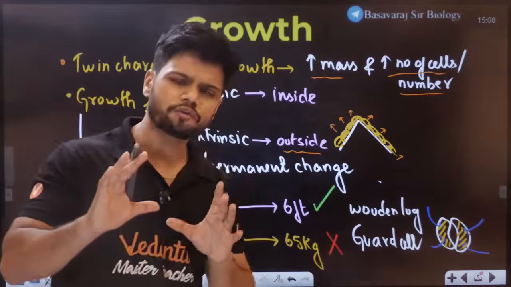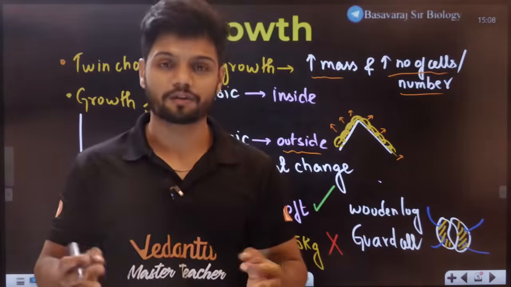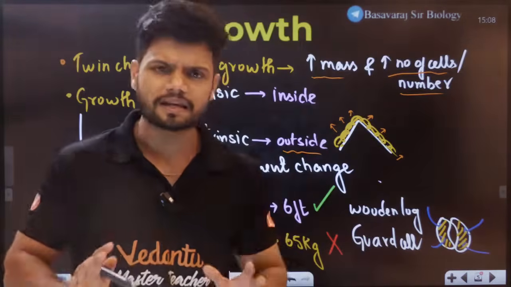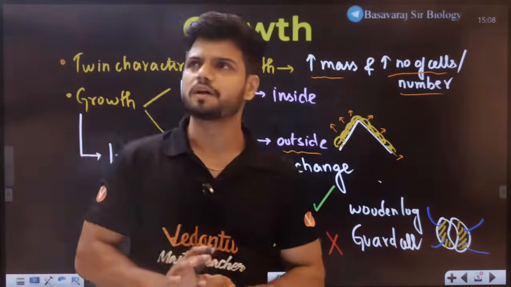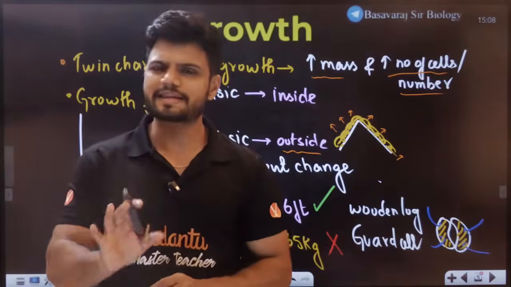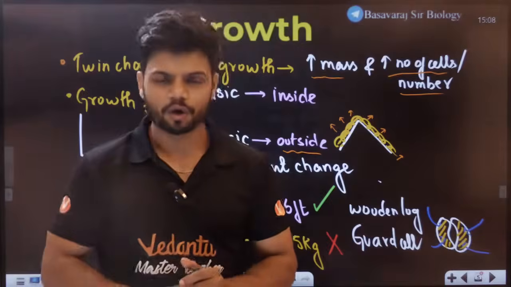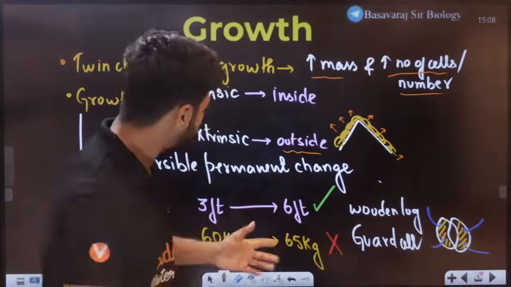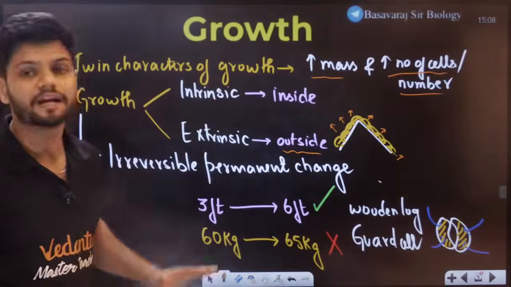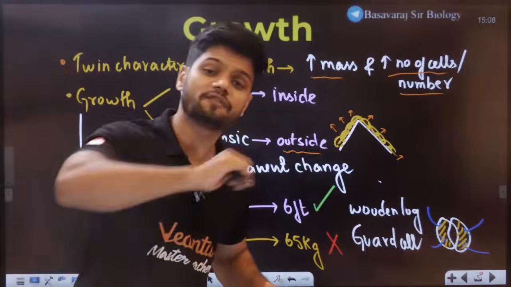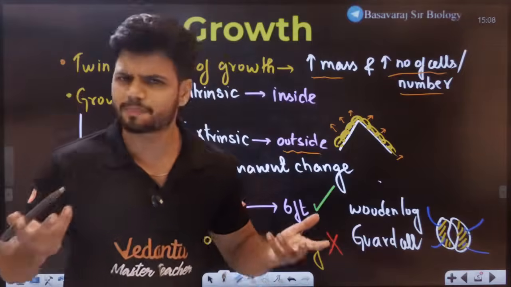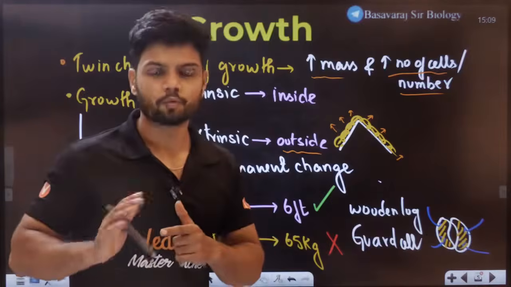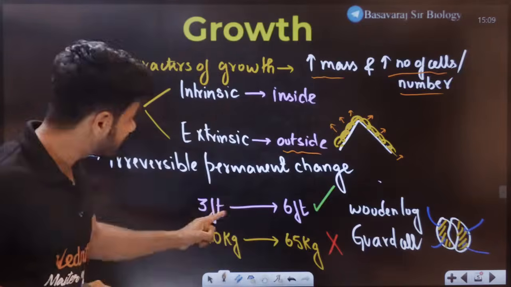Now one more thing which all of you need to remember is that growth is generally irreversible. What do I mean by irreversible? Let's say your height right now, you are in class 6th, 7th, 8th, is 5 feet, and after you reach class 12th you become 6 feet. So from 4 feet or 3 feet you went to 6 feet. Now can you go back to 3 feet? Can you go back to 5 feet? No, it is not possible. So that is an irreversible change. Once it has happened, you cannot bring it back.